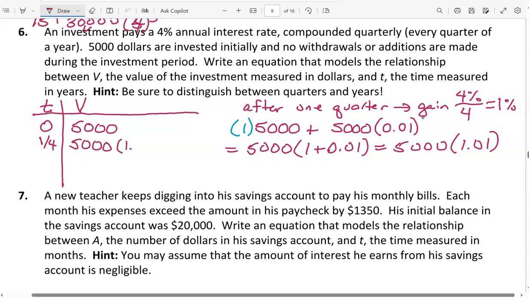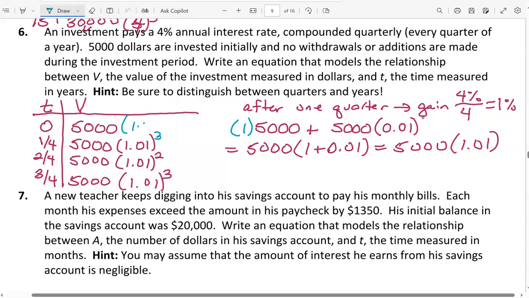So after 1 quarter of a year, the amount of the investment becomes 5,000 times 101%. After 2 quarters of a year, the investment becomes 5,000 times 101% times 101% again. After 3 quarters, 5,000 times 101% raised to the third power. I'm going to go back and put some implied exponents. And in our initial column, 1.01 raised to the 0 power. So our exponents are 0, 1, 2, 3, and our times are 0, 1 quarter, 2 quarters, and 3 quarters.